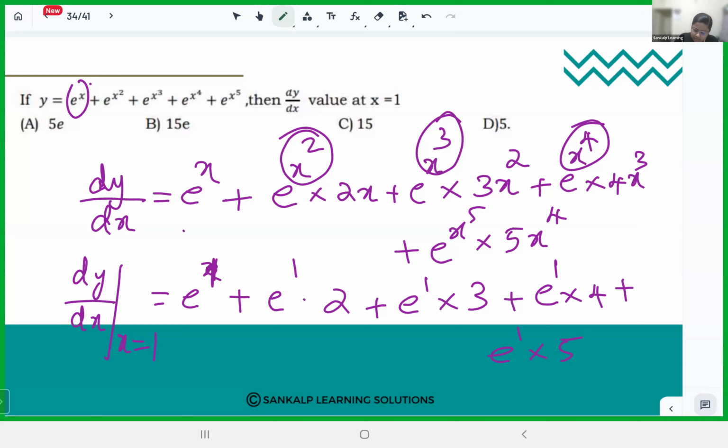So what is the answer here? It is actually e plus 2e plus 3e plus 4e plus 5e. So the total is 15e, right? It is 15e. So which option is right here? It is option B.